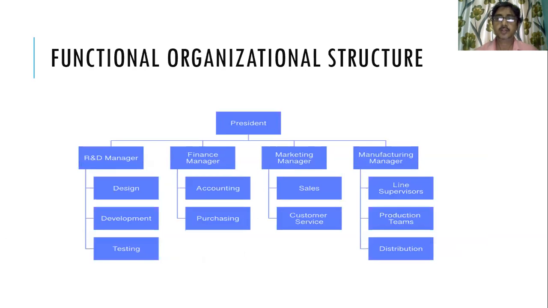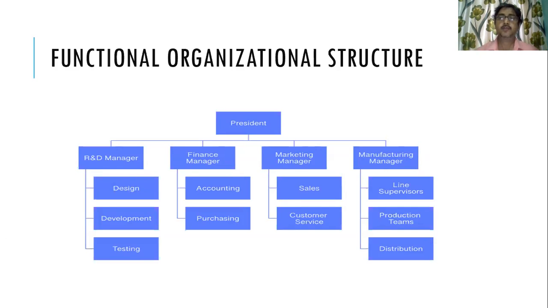Functional organization structure: this structure is actually distributed according to the functions, different functions in the organization. You can see that on top we have the president of the organization, but below that we have the R&D manager. R&D, research and development, is a function. Finance is a function, marketing is a function, and manufacturing is a function. Or production, whatever it may be, it is a function. So actually this distribution is according to the functions.